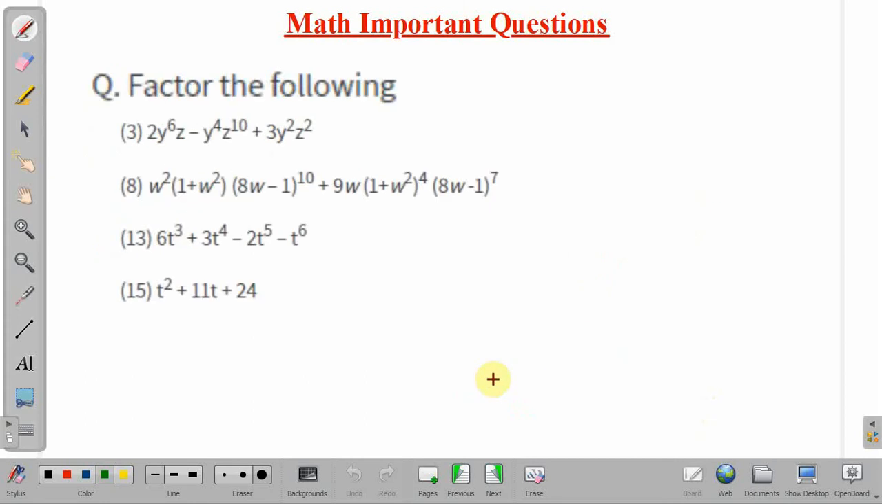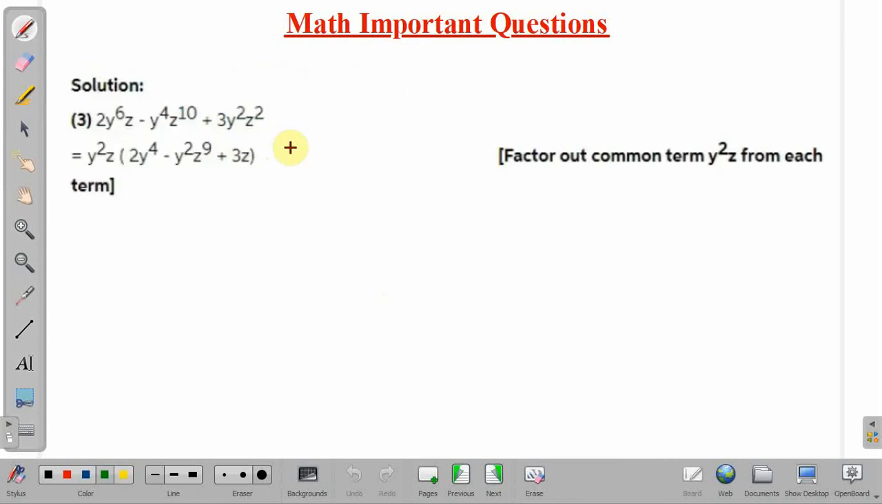So going to the problem, here we have to factor the following algebraic expression. It is given 2y to the power 6z minus y to the power 4z to the power 10 plus 3y square z square. So we will solve one by one.